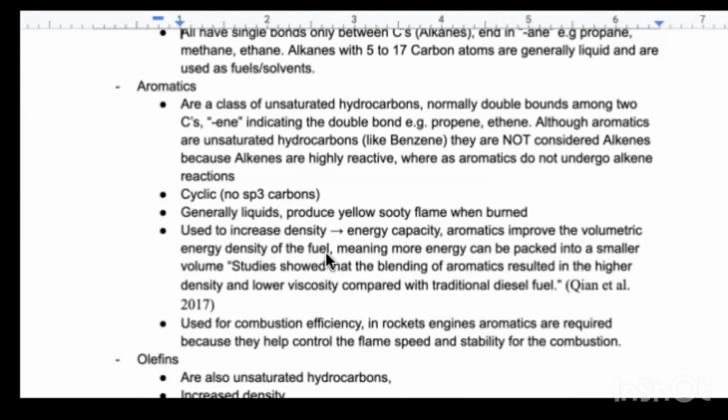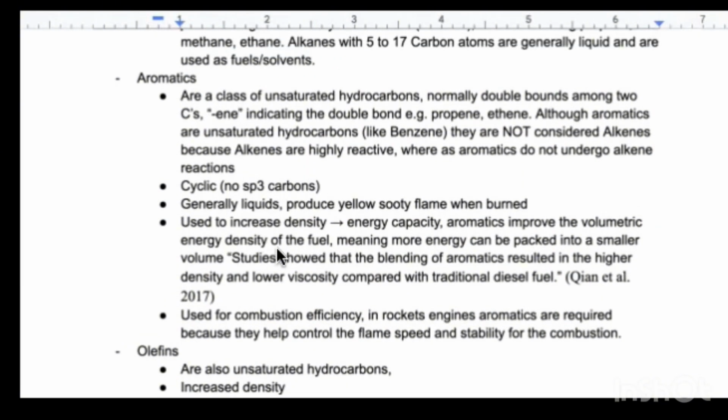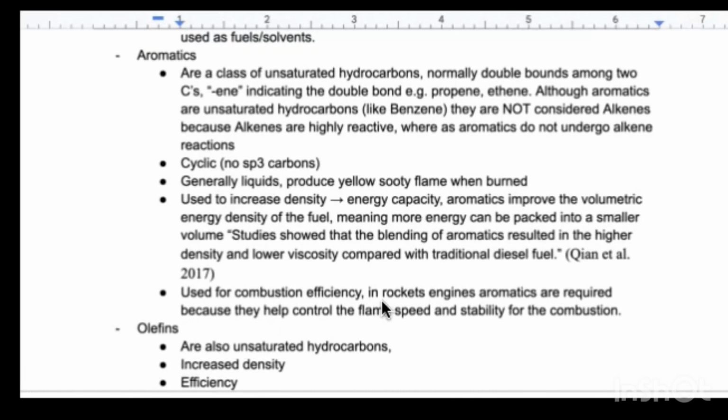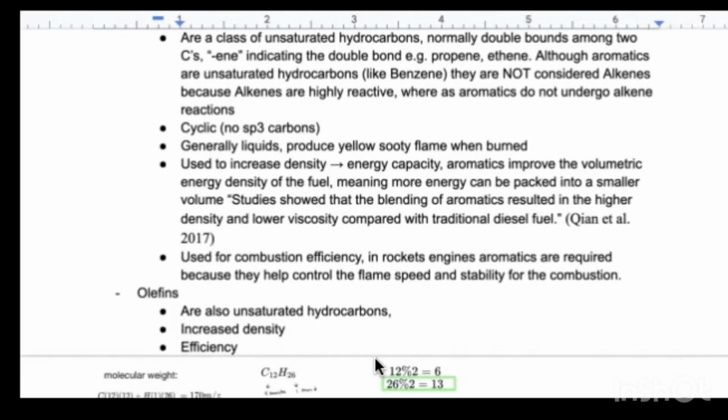Aromatics are liquids and produce a yellow sooty flame when they burn. They are used to increase density, and when density is increased, the energy capacity is increased. So aromatics improve the volumetric energy density of fuel, meaning more energy can be packed into a smaller volume. They are also used for combustion efficiency, and in rocket engines aromatics are required because they have good flame speed and stability for combustion. Olefins are also unsaturated hydrocarbons, they increase density and efficiency, and they are more refined.